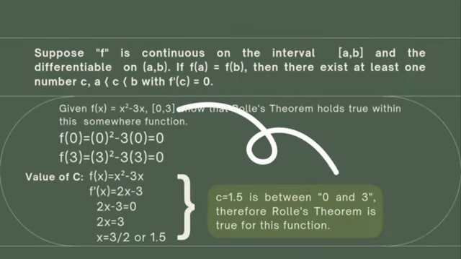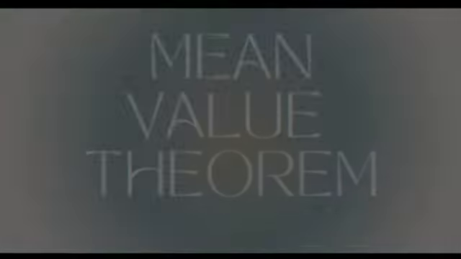As you can see, the answer 1.5 that we get is between the values of a and b, which is 0 and 3. Therefore, Rolle's theorem is true for this function.